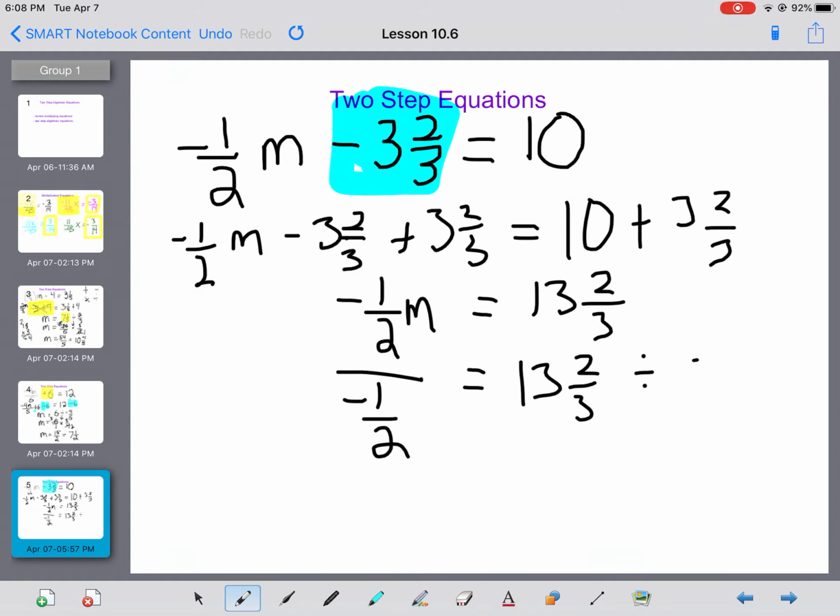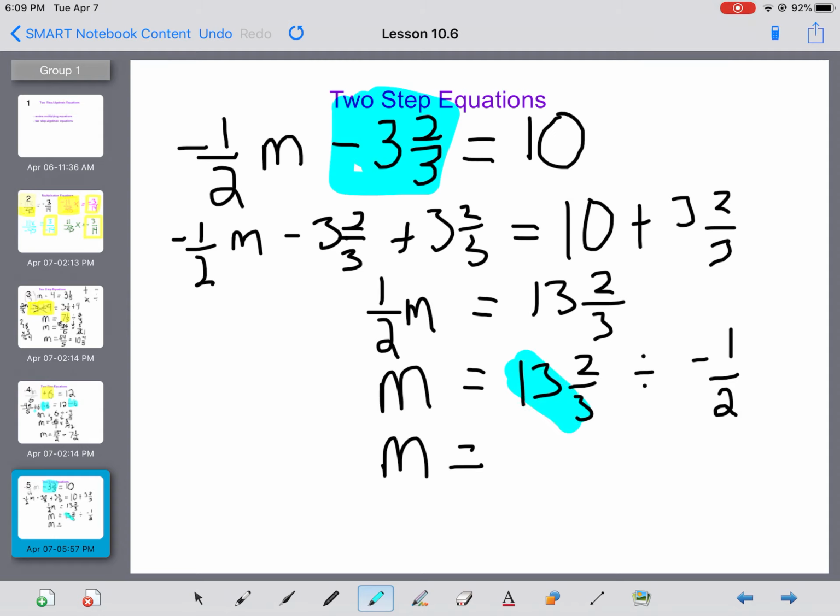So I do the same thing to this side. Divide by negative 1/2. Make sure the negative comes with you. Same thing as before. I'm going to erase to give myself a little bit more room. And I get m equals 13 2/3 divided by negative 1/2. Let's combine some steps. So now I need to think to myself 3 times 13. I'm working over here. 3 times 13. Well, I know 3 times 10 is 30 and 3 times 3 is 9. So I get 39 and then I add 2 more. So I get 41 over 3.